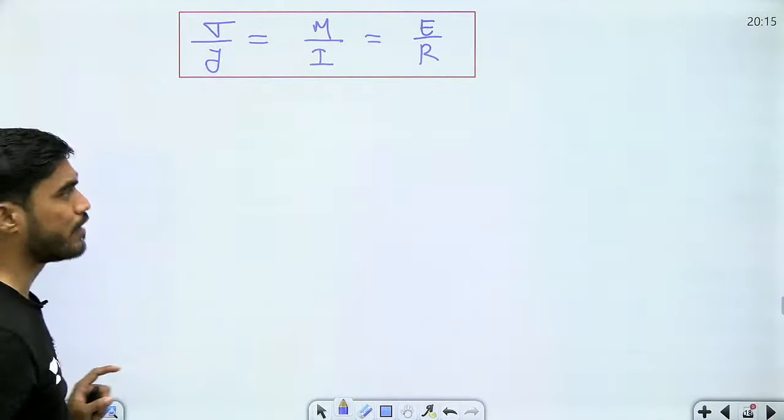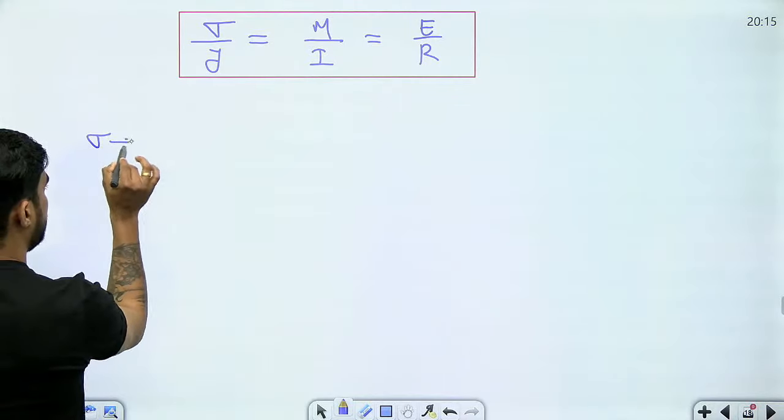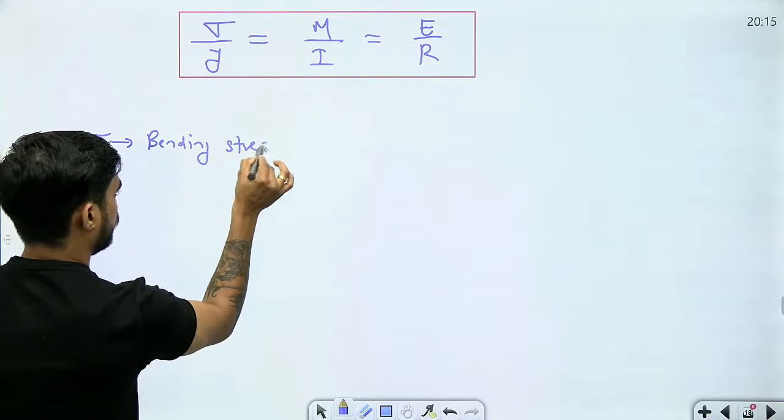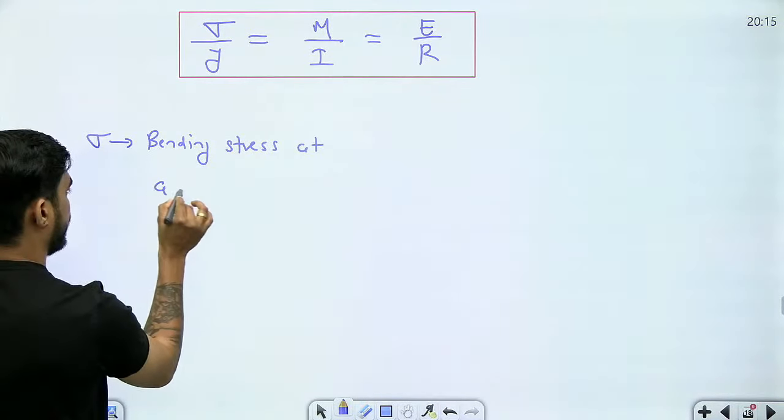So बेटा what is this sigma? This is the bending stress at a point.